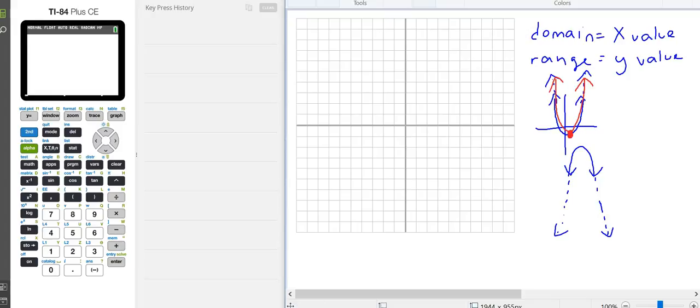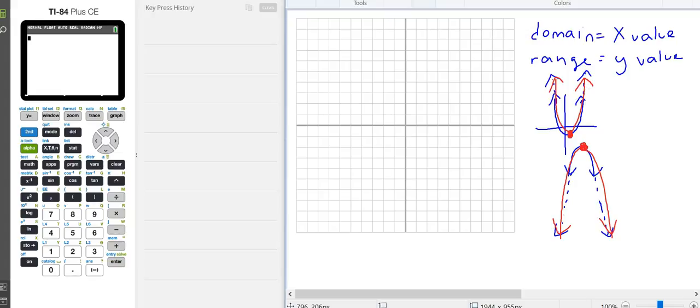How about the other graph? How about the graph that's opening downwards? The range is going to be the maximum value and everything below the maximum value, because the graph is never going to go above. The graph is never going to be over here.